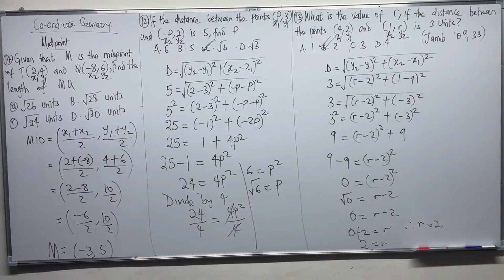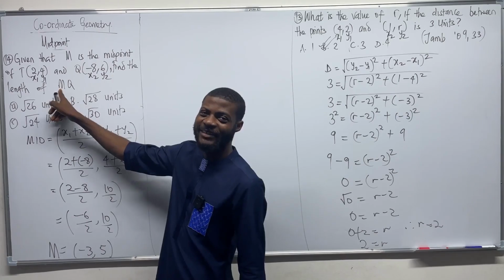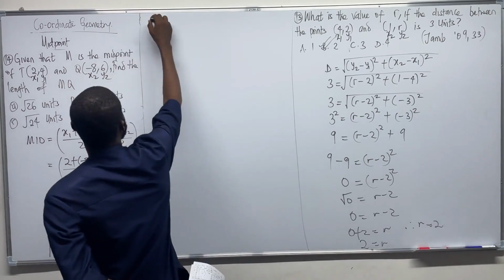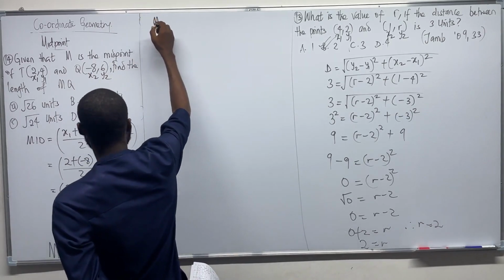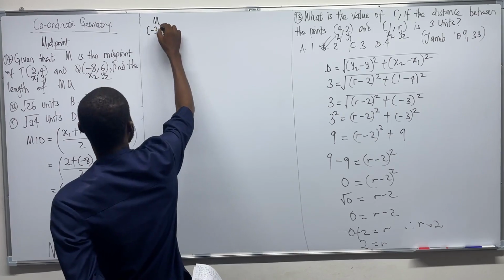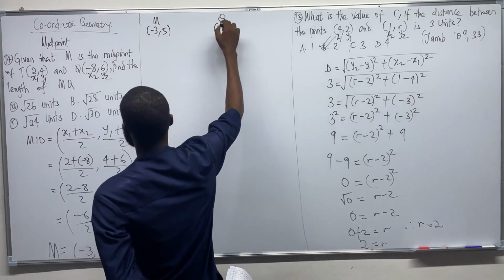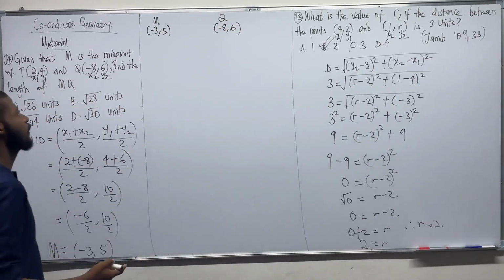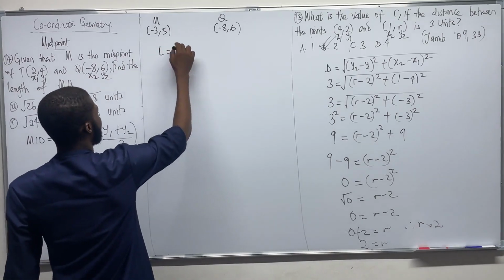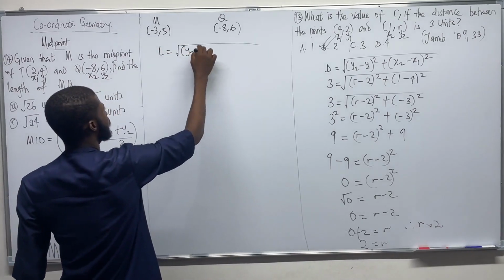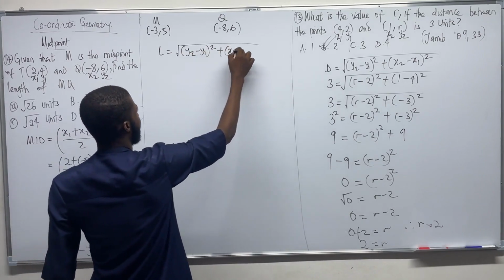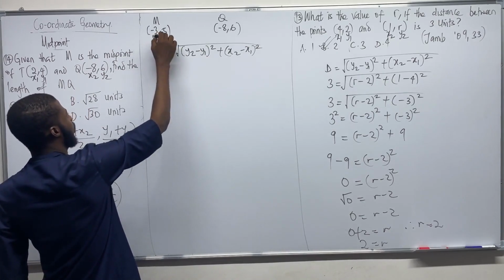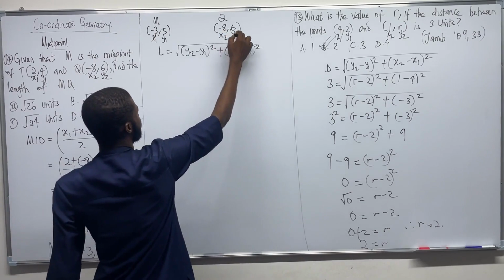But that's not what the question says we should find. Find the length MQ. So we're using M and Q. So let me just write them here. M is at (-3, 5). Then Q is at (-8, 6). So here we can now find the length. The formula for length is the square root of (y2 minus y1) all squared plus (x2 minus x1) all squared. So let us name our points: x1, y1, x2, y2.